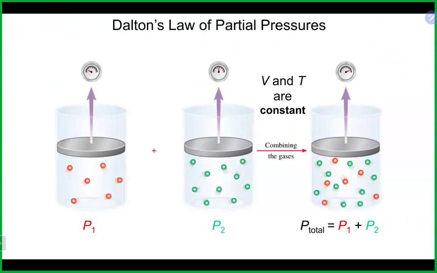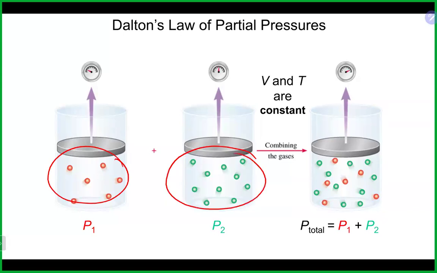So here's an example of that again. In this container here, all the pressure is a result of the red gas molecules. In the second container, all the pressure is a result of the green gas molecules. When we mix them together, they each contribute to the overall pressure, and the partial pressure of the red gas molecules and the partial pressure of the green gas molecules will be added together.